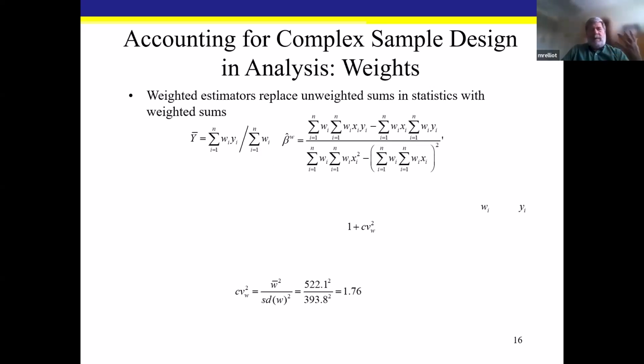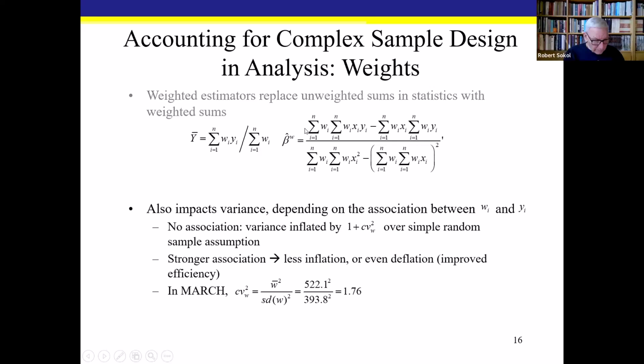If you've gotten into matrix algebra, basically you stick a diagonal matrix of weights in certain places where you're multiplying the design variables. So it also impacts variance depending on the association between the weight and the outcome. In particular, for the mean, the variance gets inflated by 1 plus this coefficient of variation over the simple random sample assumption if there's no association. If there's a stronger association, there's less inflation or even deflation. We'll actually see that in an example.